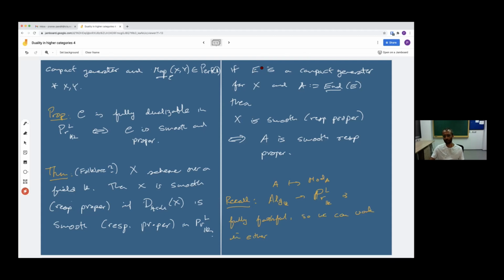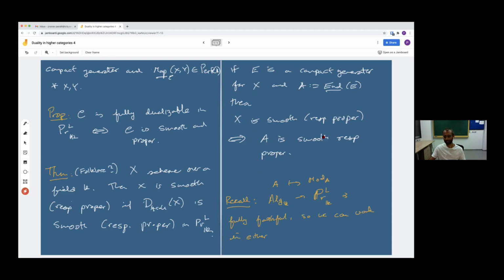And furthermore, if I pick a compact generator, E, and I let A be the endomorphisms of E, then X is smooth, respectively proper, if and only if that E1 algebra A is smooth, respectively proper. Because that E1 algebra A basically determines the derived category, as we saw last time. So recall that A going to mod A from ALG_K to PRL defines a fully faithful functor. So we can work with either of these contexts.